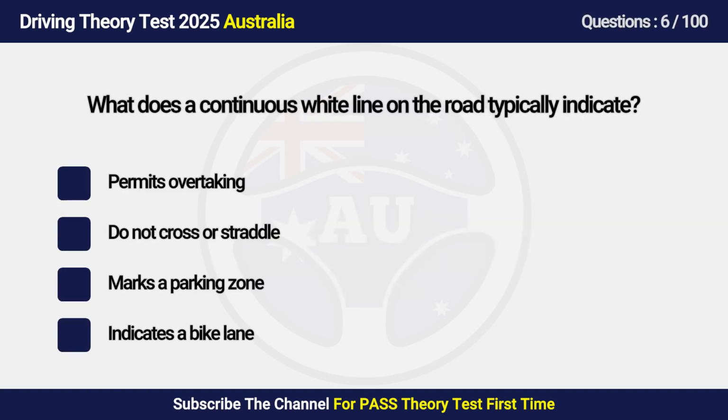Question 6. What does a continuous white line on the road typically indicate? A. Permits overtaking. B. Do not cross or straddle. C. Marks a parking zone. D. A bike lane.